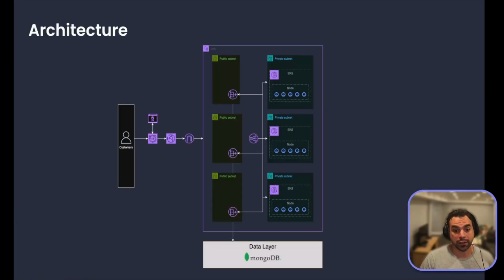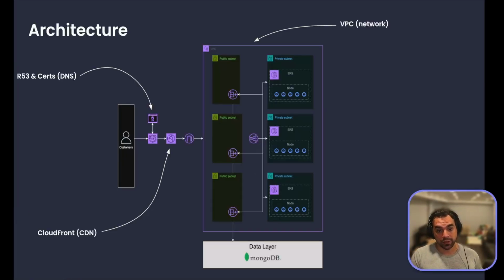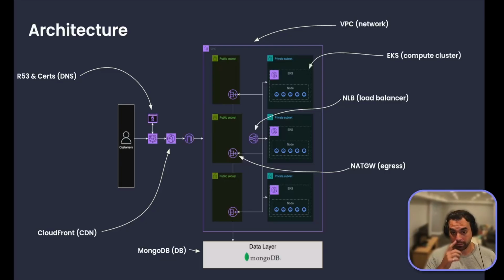So this is what our architecture looks like at a high level. As you can see, we have a two-tiered VPC with private subnets and public subnets. We have our EKS clusters deployed into the private subnets. We have a CloudFront distribution that's going to be managing a lot of the ingress traffic and forwarding that traffic to our network load balancer.